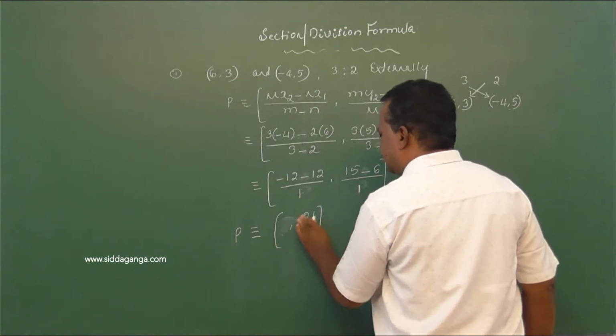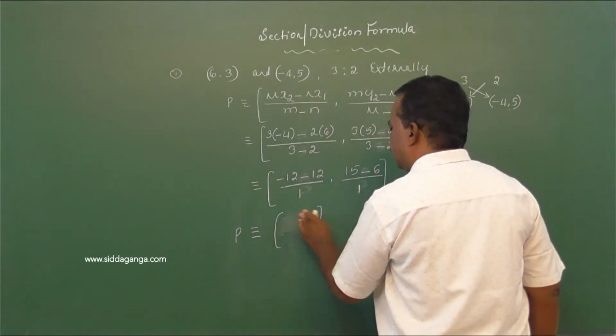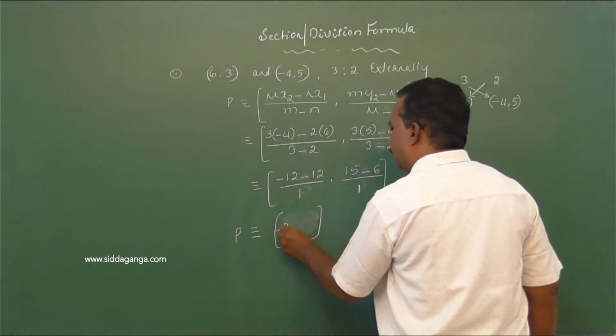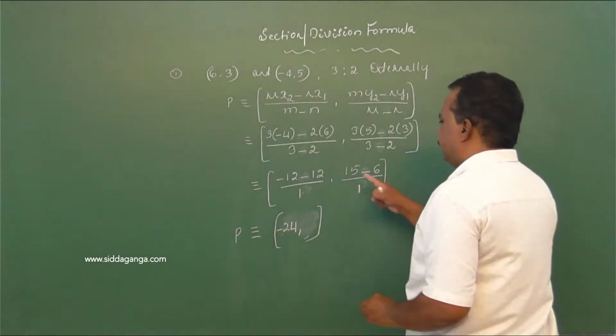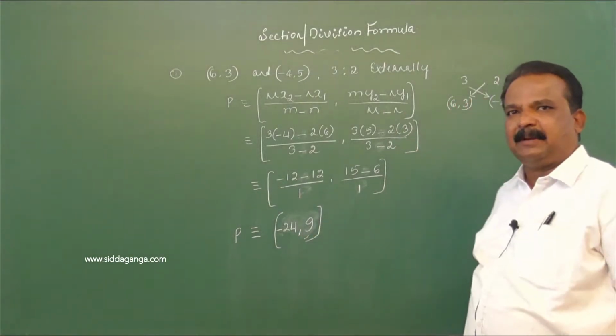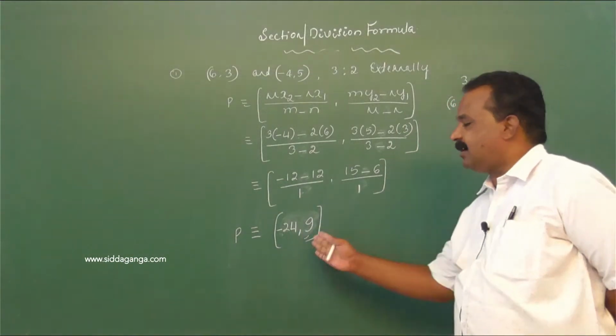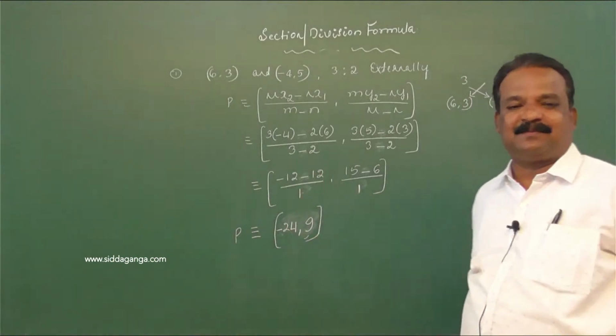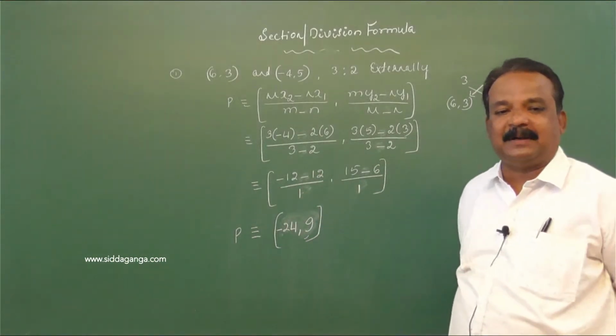So what are the coordinates now? Minus 24, comma, 15 minus 6 is 9. Can anybody tell me the quadrant in which this point lies? The quadrant.